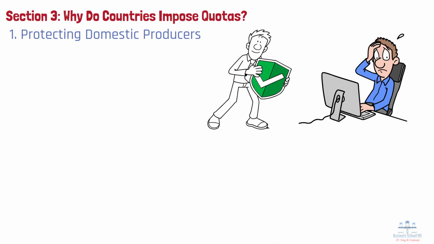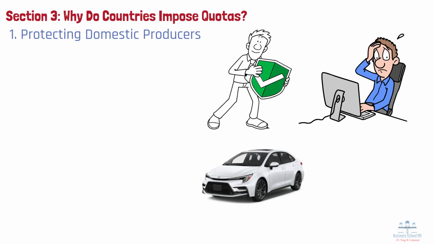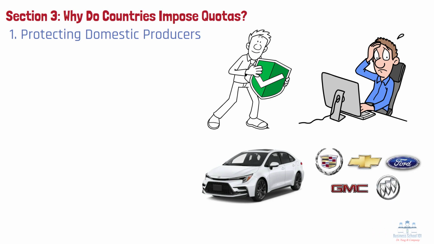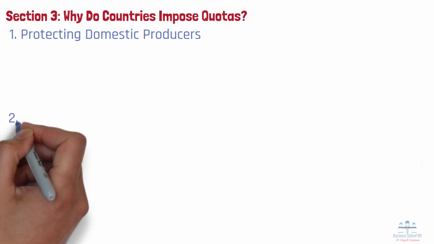cheaper imports. For example, in the 1980s, the U.S. imposed quotas on Japanese car imports to protect its domestic auto industry. This allowed American carmakers to compete by limiting the number of Japanese cars entering the U.S. market. Number 2. Preventing dumping.